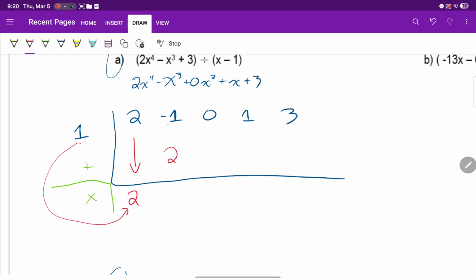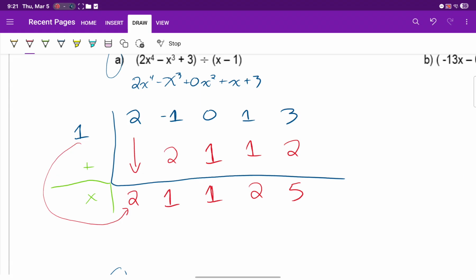Then I add these. -1 plus 2 is 1. Then I multiply. 1 times 1 is 1. Then I add. 0 plus 1 is 1. Then I multiply. 1 times 1 is 1. Then I add. 1 plus 1 is 2. Then I multiply. 1 times 2 is 2. Then I add. I get 5.